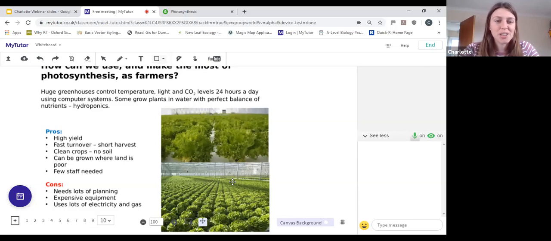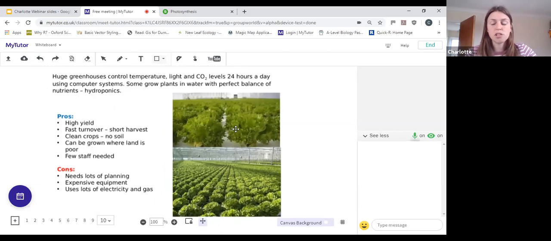So some greenhouses grow plants in water as well with a perfect balance of nutrients, and that's called hydroponics. So you can see in the greenhouses at the bottom here, there's not really much soil. And that's because they're using this system of hydroponics where you have water which just has an ideal balance of nutrients. So you don't have any of the mess of soil. And in that way, greenhouses are a bit like a laboratory when they're this big and this sophisticated. So it allows you to control conditions in a really complicated and very expensive way, but in quite a precise way.